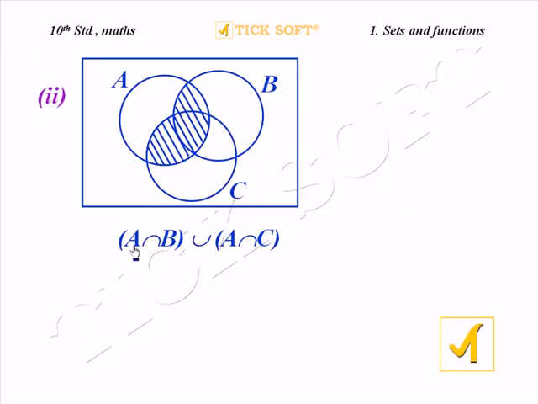Then for this figure, A intersection B union A intersection C, we can say. So A intersection B means only this part will be there. Only this part will be there for A intersection B, and for A intersection C we will have this one, only A intersection C. So both are combined, so we can say A intersection B union A intersection C is this one.